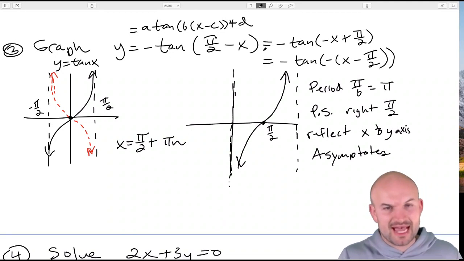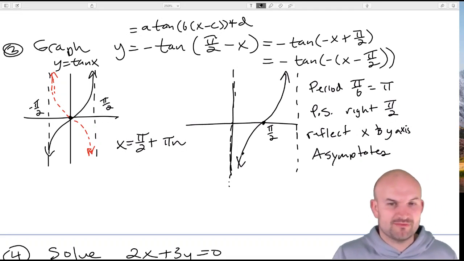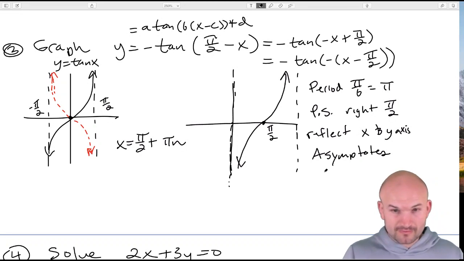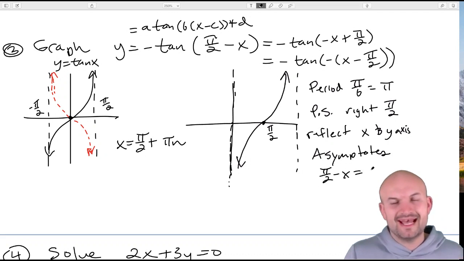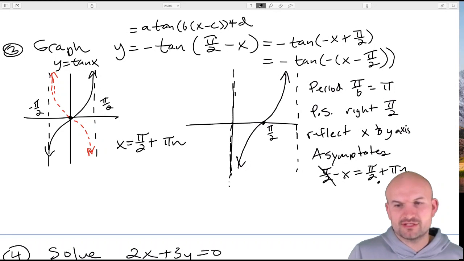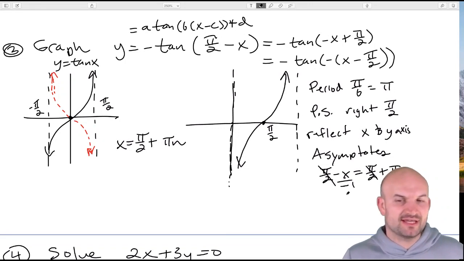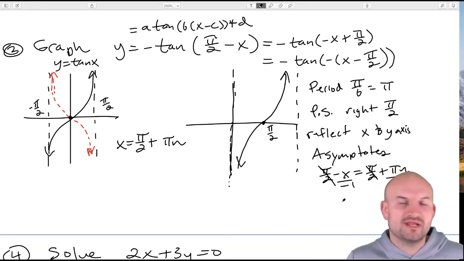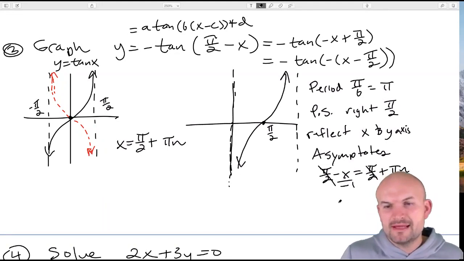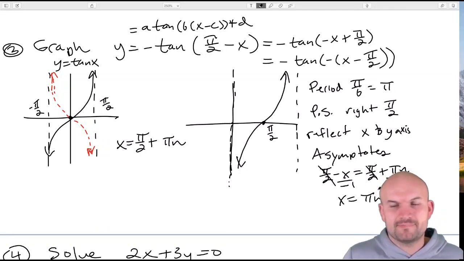However, in this case, I have pi halves minus x equal to my asymptote. So you can see this is going to be different. When you have a new asymptote equation, or when you have some transformations on the inside, all you do is take what's inside of your function and set that equal to the asymptote equation, which is pi halves plus pi n. Now I can subtract the pi halves on both sides and divide by negative 1. Dividing by a negative, whether it's minus pi n or plus pi n, doesn't really matter. It doesn't matter if you go pi or negative pi, it's still the same direction. So x is going to equal pi n.